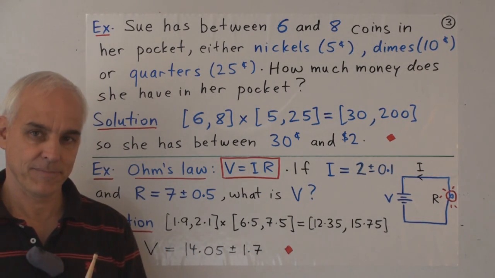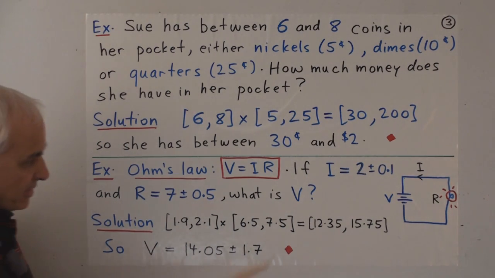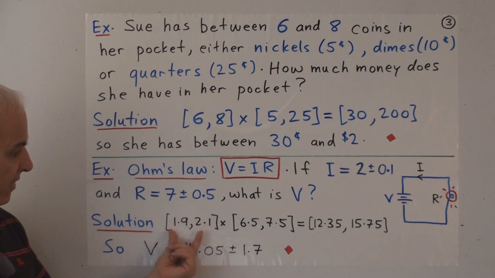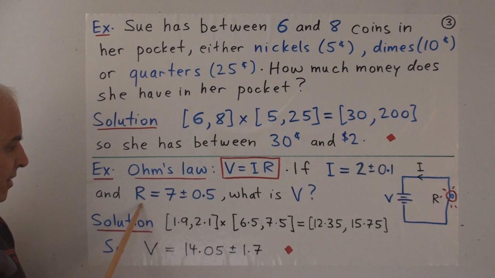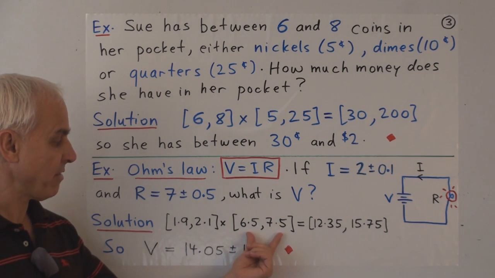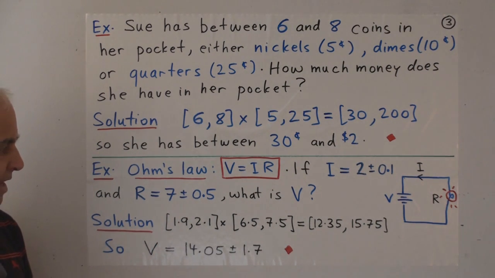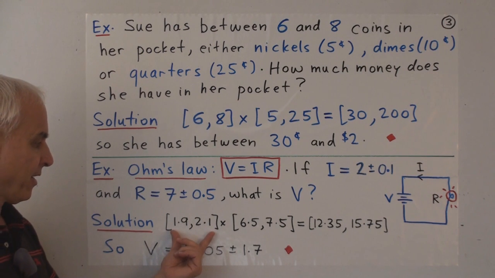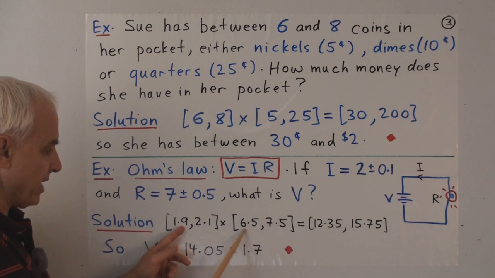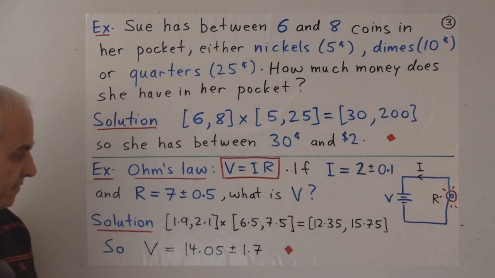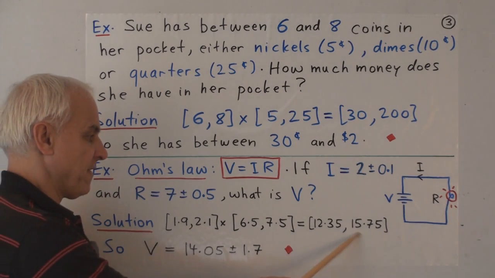both of these quantities. So a more refined analysis might use interval arithmetic. This current here is actually represented by this interval, 1.9 to 2.1. The resistance is measured or represented by this interval, 6.5 to 7.5. If we multiply them, because we're multiplying current times resistance, then the lowest value is 1.9 times 6.5, which is 12.35. And the top value here is 2.1 times 7.5, which is 15.75.